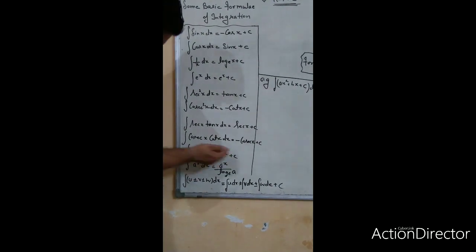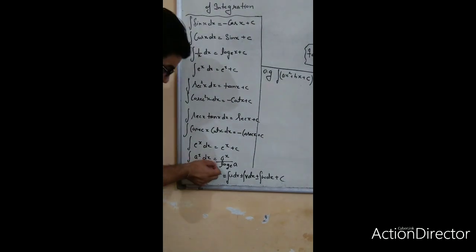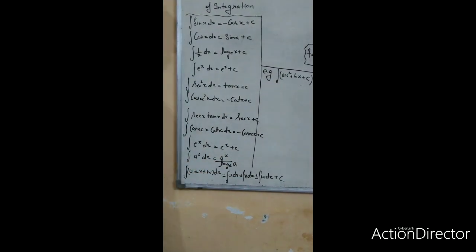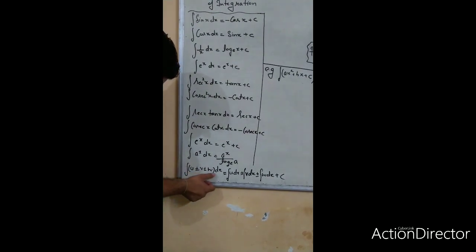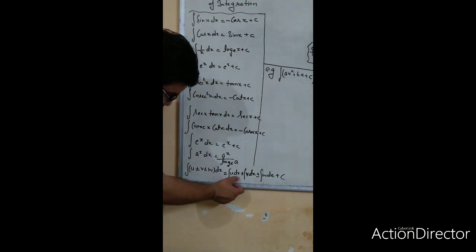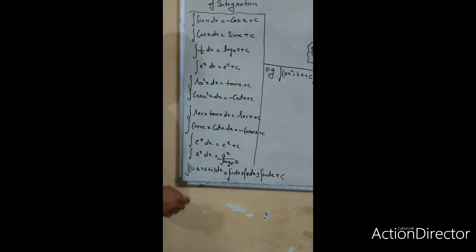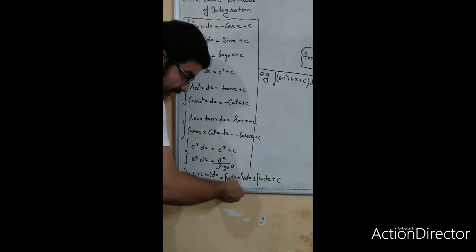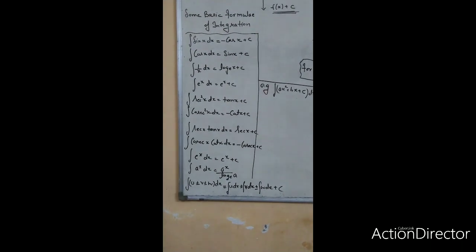Integration of dx as usual gives the answer x plus c, while integration of a to the x dx, where a is a particular value, it may be 2, it may be 5, it may be 6, whatever, is equal to a to the x divided by log of a. And last one, integration of u plus minus v plus minus w dx gives the answer integration of u dx plus minus integration of v dx plus minus integration of w dx plus c. All these standard formulas are used in physics, sometimes in different types of situations.